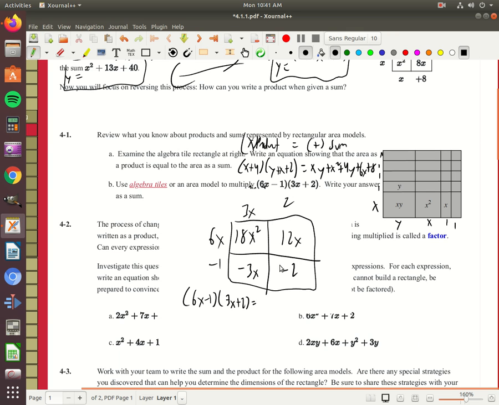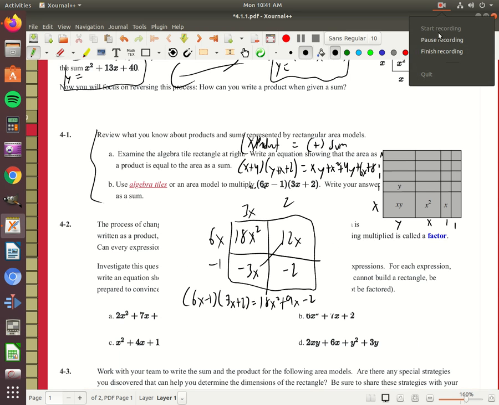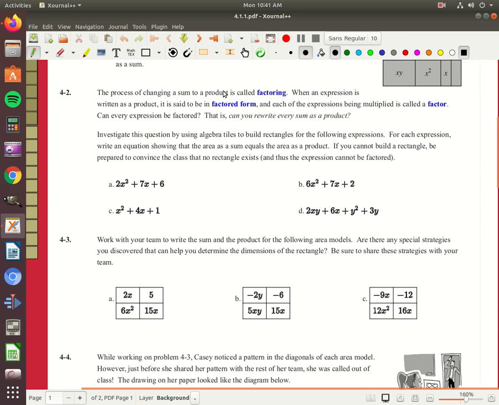And if I want to write this as a sum, nothing will add up to 18x squared, but these will combine and give me 9x minus 2. So hopefully we remember that. So that's problem 4.1. I'm going to clean this up and do 4.2. Changing a sum to a product is called factoring.